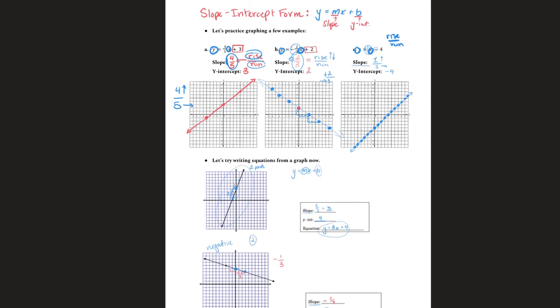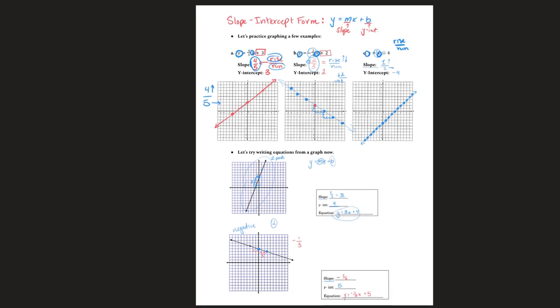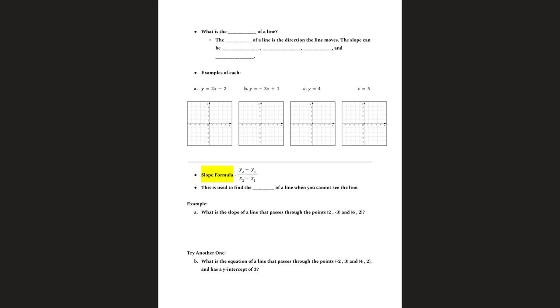I promise, this is a textbook example of something that the more you practice it, the better you get at it. You could see the line, so we could see what the slope was. Let's go to the next page.